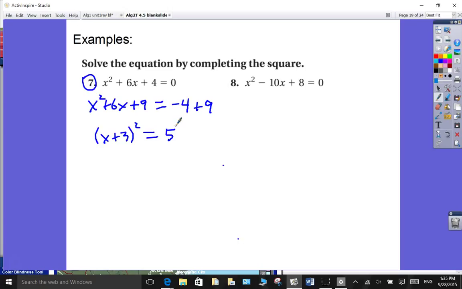What's the next step? Caitlin. Take the square root of both sides, right? So what does it look like when I take the square root of the left? The square root of a square is what's inside. And then what does it look like on the right? Plus or minus the square root of 5. Okay, I'm not quite done. What do I have to do? Subtract 3. So x equals -3 plus or minus the square root of 5.